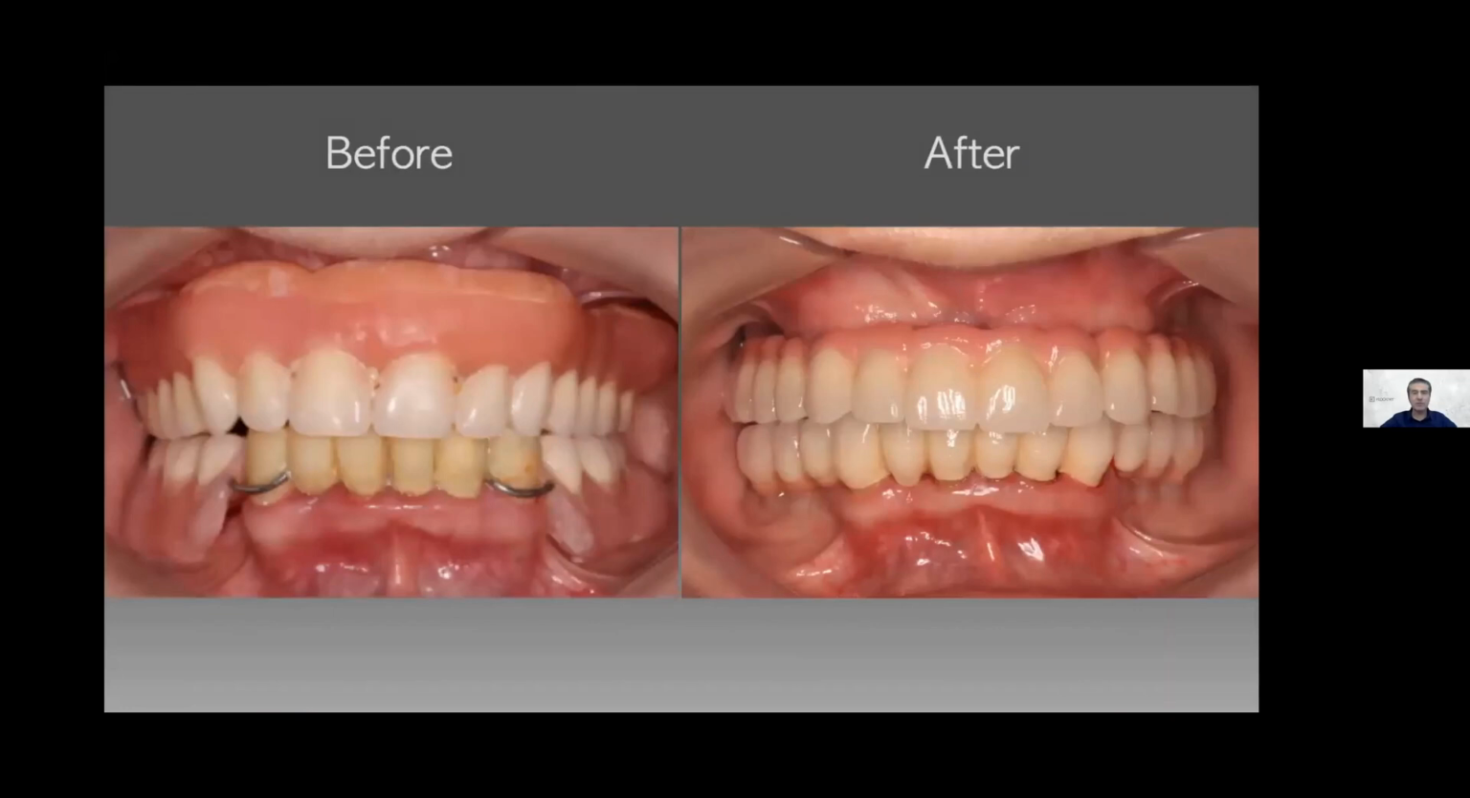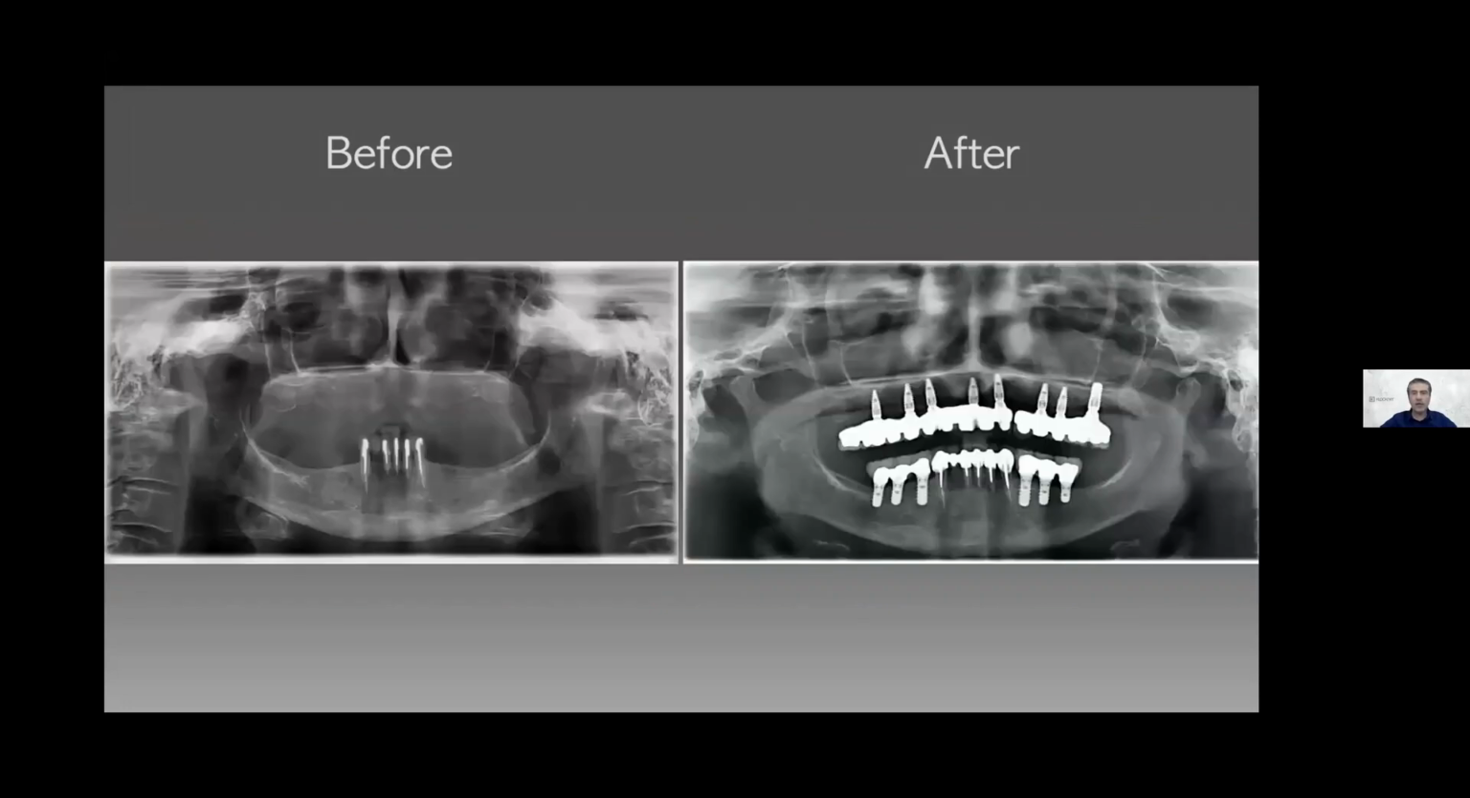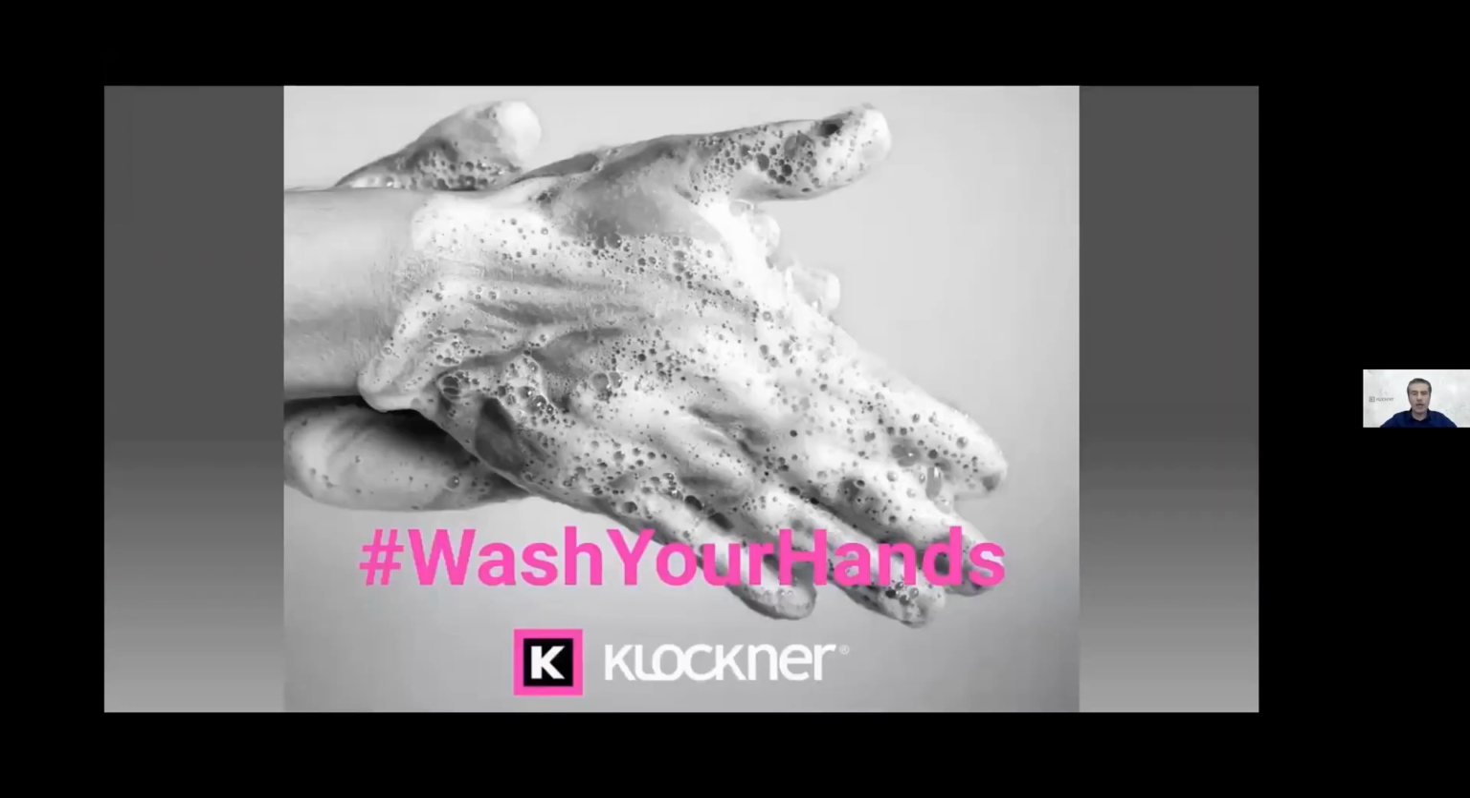This is how it looked before, and this is how it looked after this big reconstruction and rehabilitation of this full mouth, and the X-ray before and after. And my message is, whatever procedure you choose, before making the treatment plan, you should make a good diagnosis. And we have to know that this treatment plan should be stable over time.